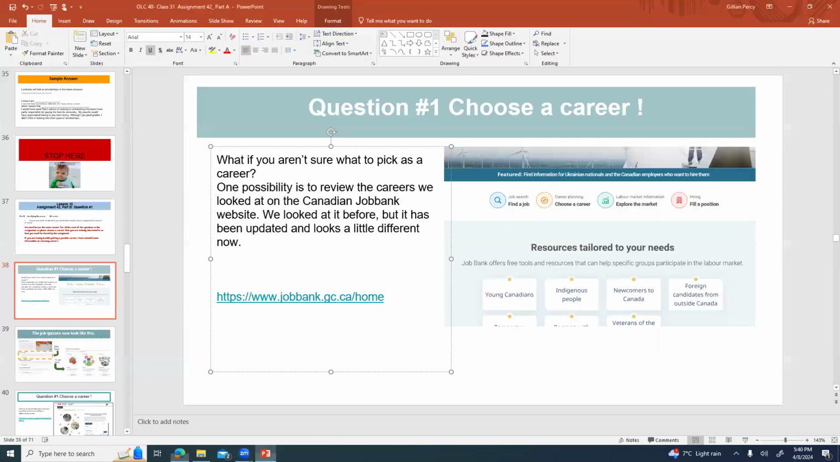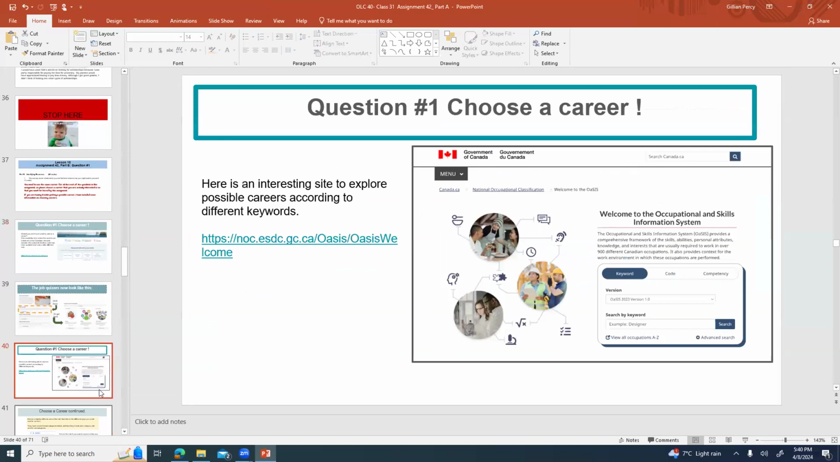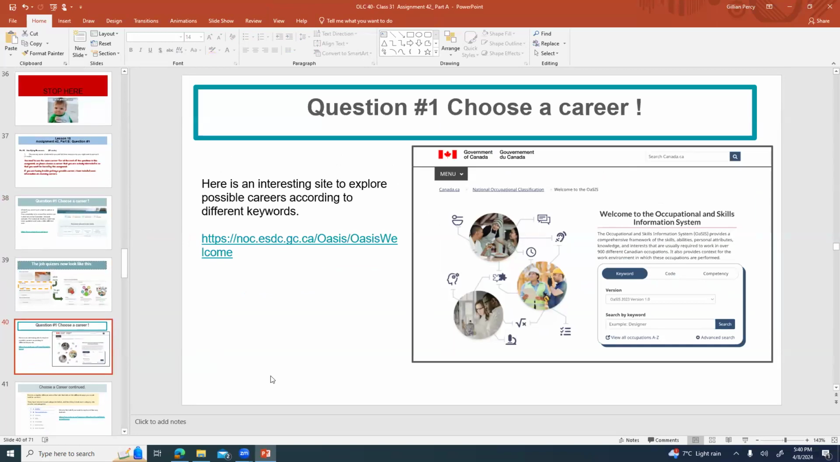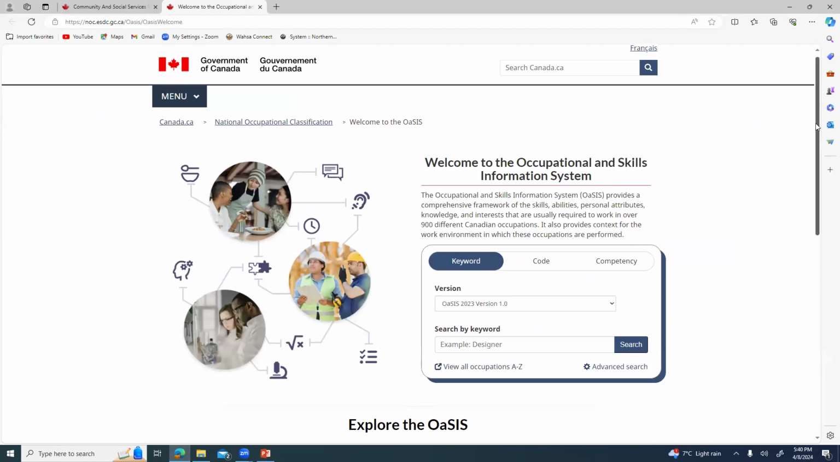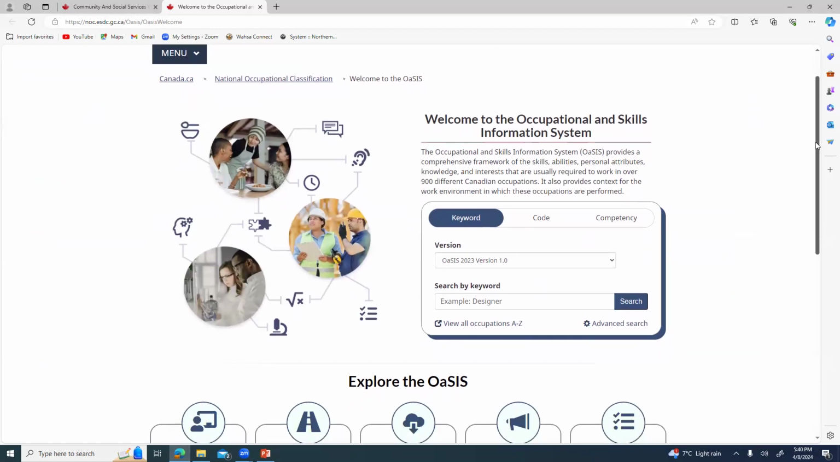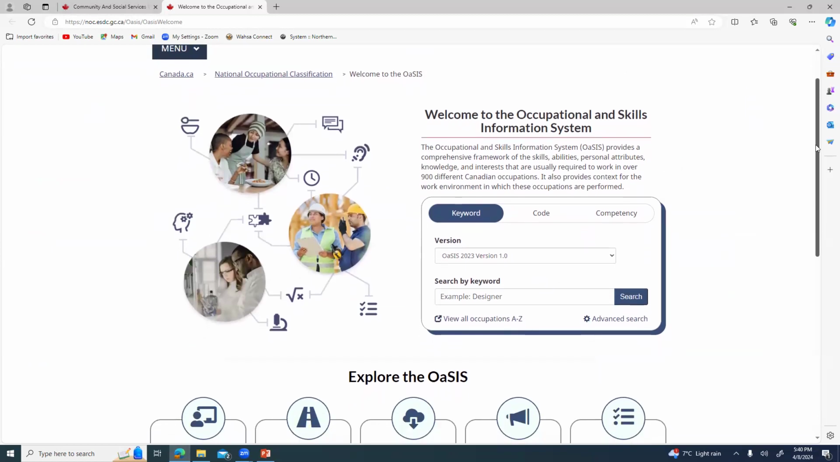Okay, hang on. So, okay. Another site that you can look at, this one is a really interesting one too. Hang on, let me see if I can get this to come up. It's another Government of Canada one. Keep in mind, Canada, they like people to be working, so they have all sorts of working information things. So it's the Occupational and Skills Information System.